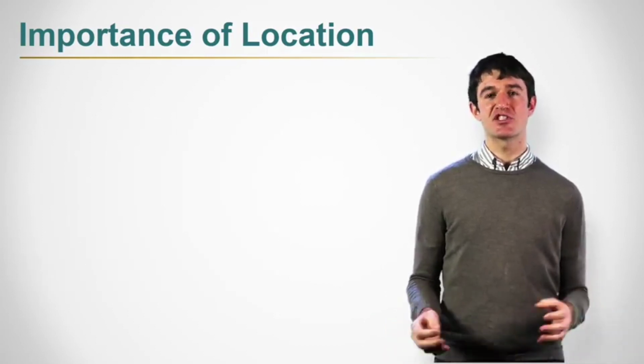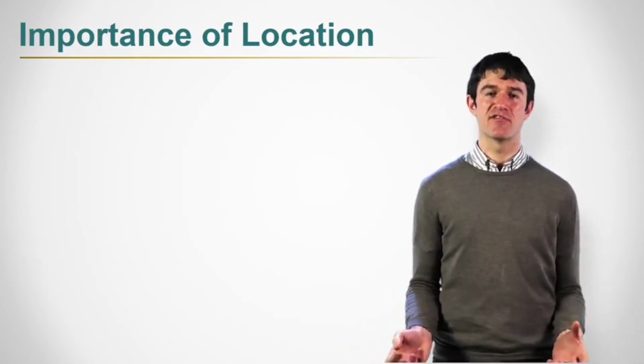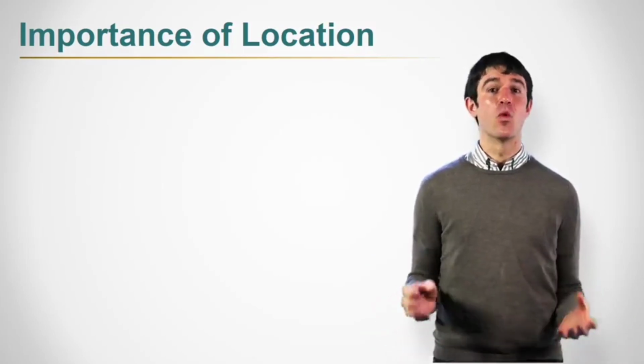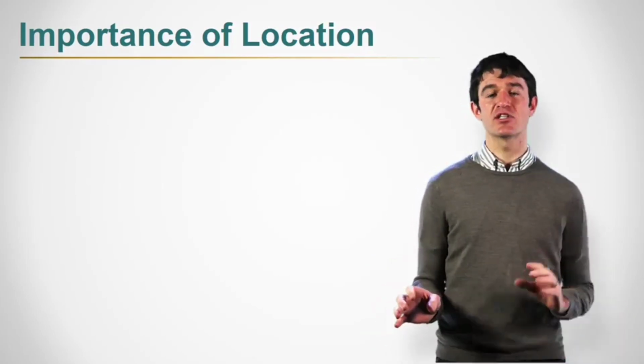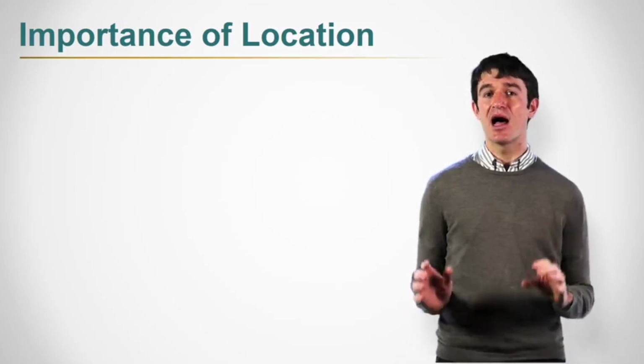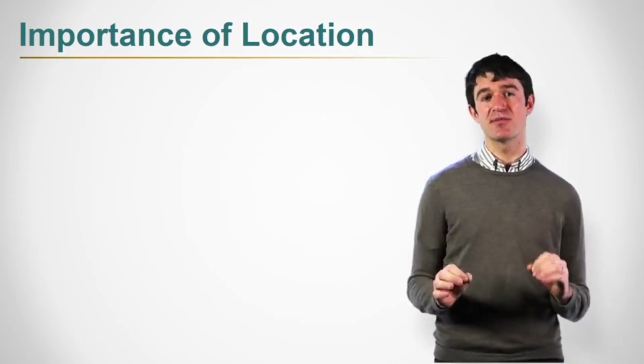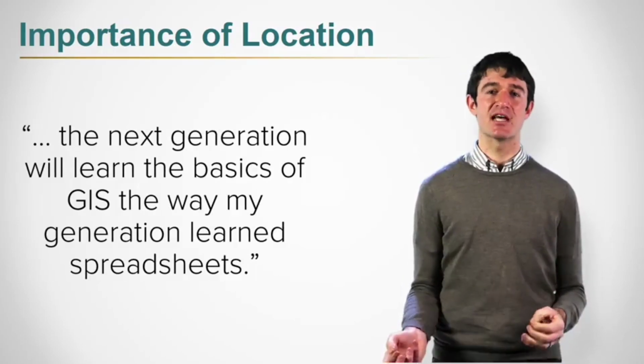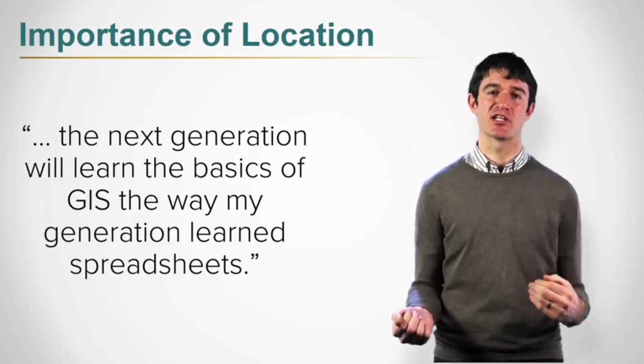We're already witnessing a generation of people who grow up with location information in their pockets. There are many directions that information can take you. One direction is what you learn in this class, which is to analyze location data. I do think that it will become so important to be able to analyze location data that the next generation will learn the basics of GIS the way that my generation learned how to use spreadsheets.